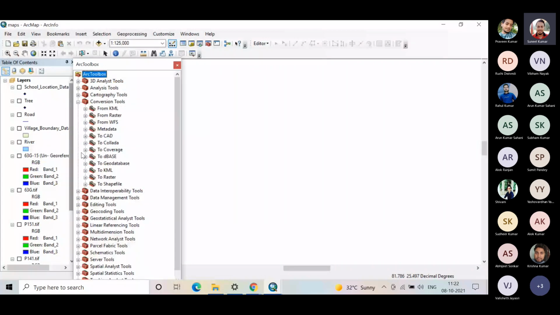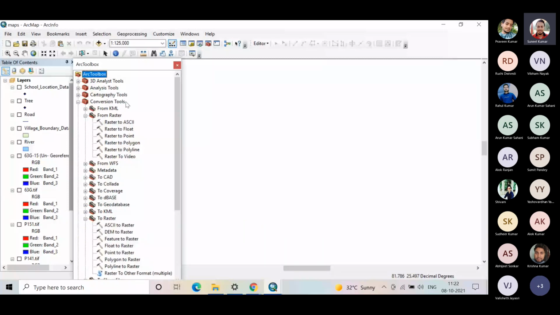On the screen, you can see I have opened conversion tools from raster, like raster to point, polygon, polyline. So what is this conversion? Raster to point, raster to polygon, and raster to polyline. Is this rasterization or vectorization? Vectorization.